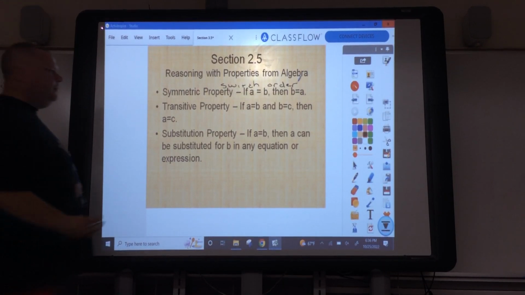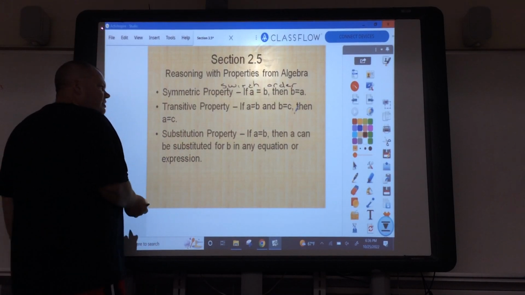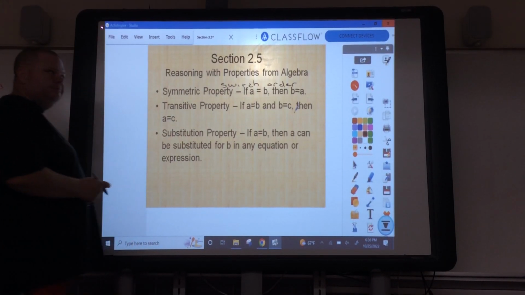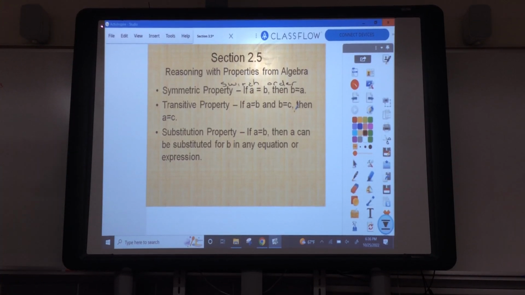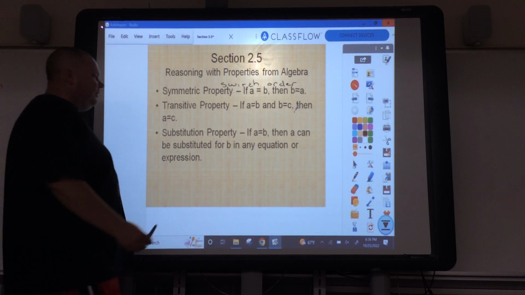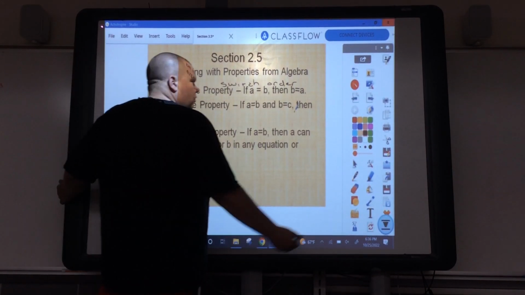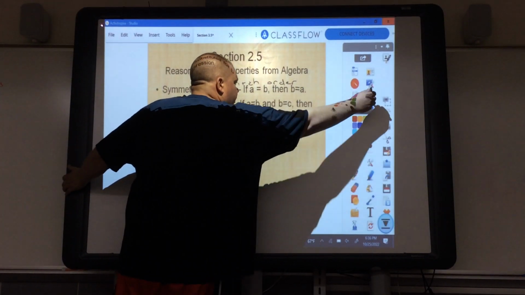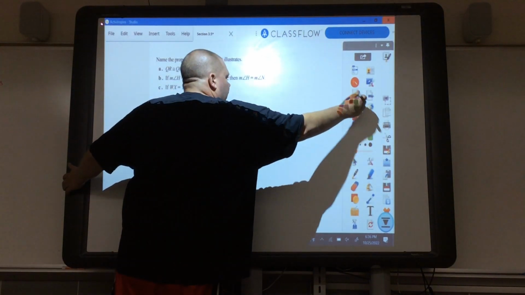And the transitive property says if A equals B and B equals C, then you can put A equals C together. It's like the law of syllogism. So the transitive property and the law of syllogism are the same. And lastly, the substitution property says if A equals B, then A can be substituted for B in any equation or expression. You're going to see that happen a little bit later on, but you're going to need to recognize that the transitive property and the substitution property are going to look a lot the same.